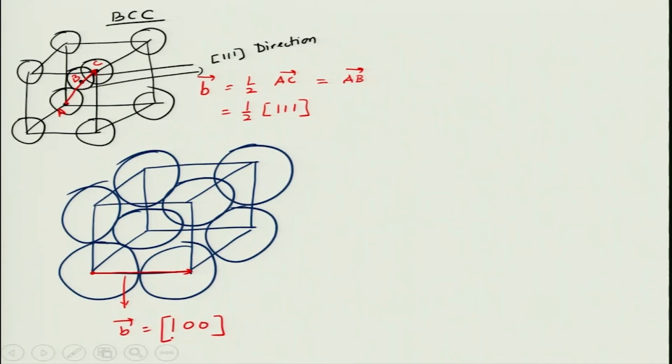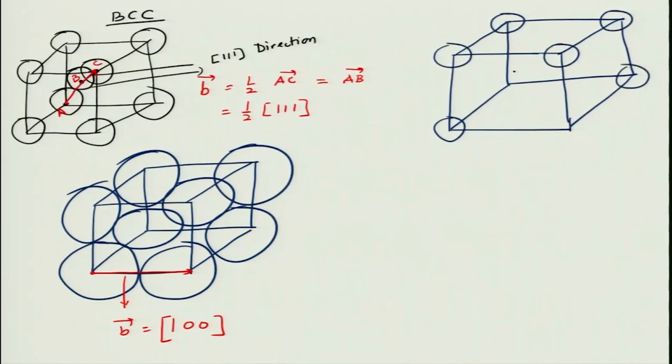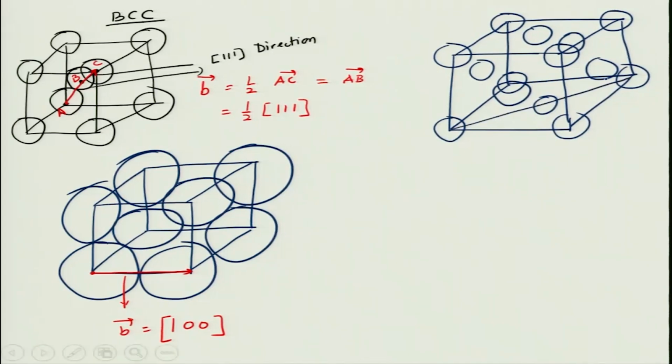If you look at FCC, you have one here. It's difficult to draw the structure with touching atoms, so let us not make them touching. There is one here, one here, one here, one here, one there, and one here. All these atoms within a plane touch each other. So, let us say this is the close pack direction.